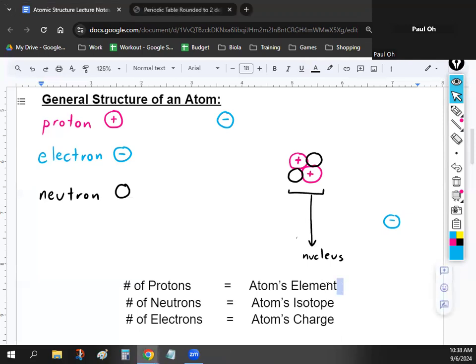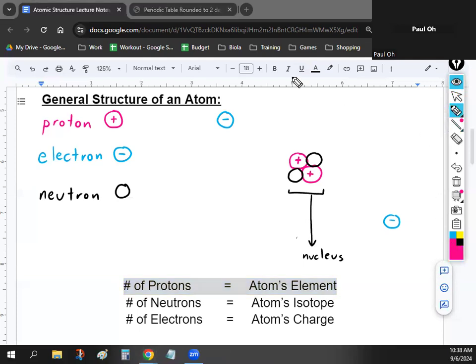Okay. But I do want you to copy down this part right here. This is what we're going to be focusing on today. The number of protons that an atom has tells you what element it is. Okay, so if you can't see it, I'll write it up here. The number of protons, that's going to tell you what element the atom is.